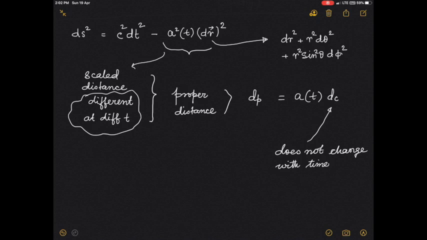Why is it so? Just because we have assumed that a(t) equals 1 whenever you are doing the measurement. At the time you are doing the measurement, always a equals 1, which means the measurement that you will get is just equal to dc. So this distance doesn't change with time. This has a name. It's called co-moving distance.